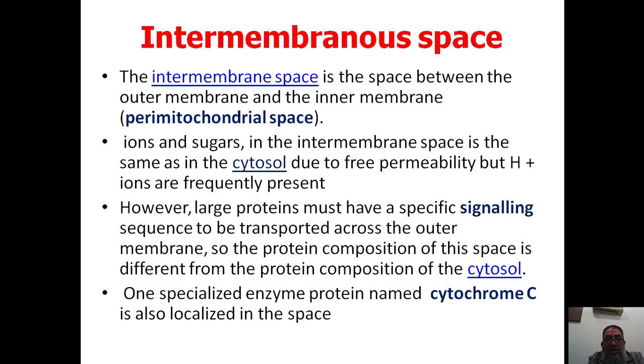One specialized enzyme protein named cytochrome C is also located in the space. Remember this for the question: one specialized enzyme protein of the cytochrome chain, that is cytochrome C reductase or cytochrome C, is also localized in this space. The other enzymes of the chain are not, but cytochrome C is located within the intermembranous space.